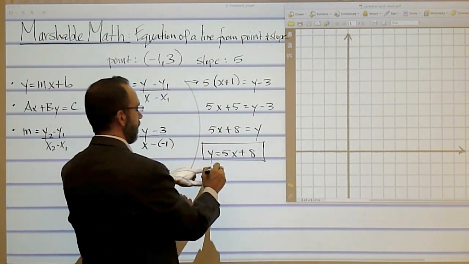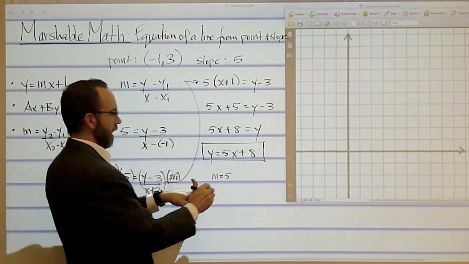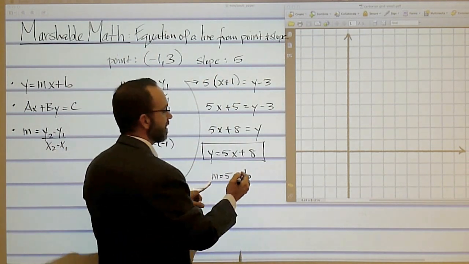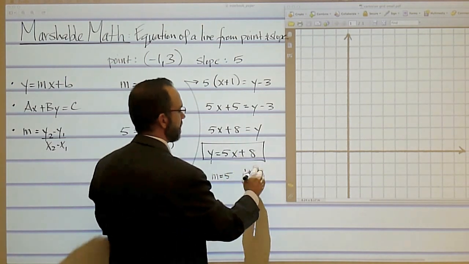From that, I can grab off of here, well, my slope was 5. Of course, I knew that, right? I told you that right there. And also my b value, or maybe the c value, if you call it that, but it's not the same thing. B value, my y-intercept is 8.